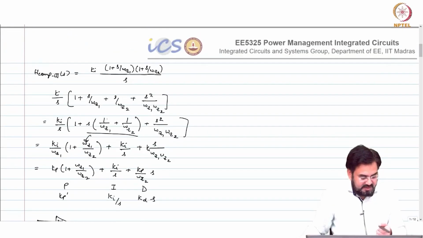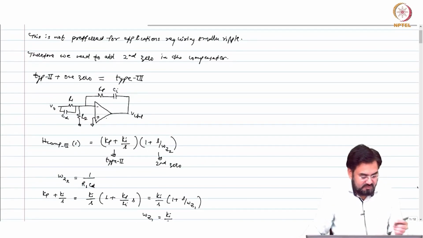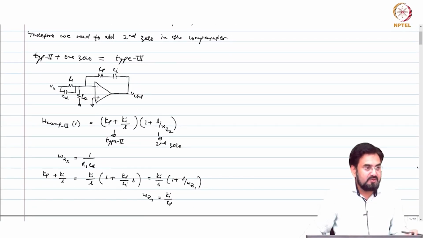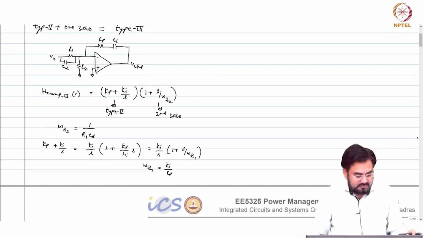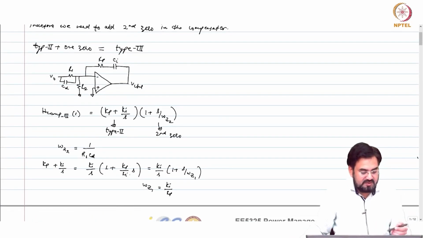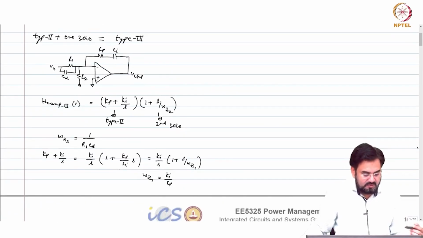So, if I want to write Kp in terms of this, what will that be? Rp over R1? Correct. Because Ki is 1 over R1 Ci, okay, and omega Z1 is 1 over Rp Ci. So, Ci cancels out.